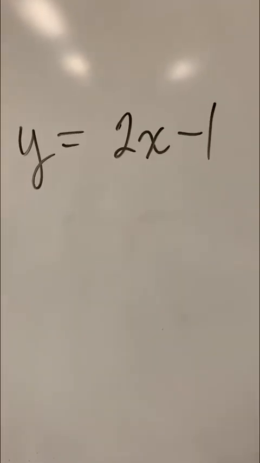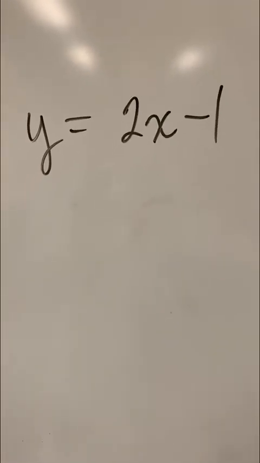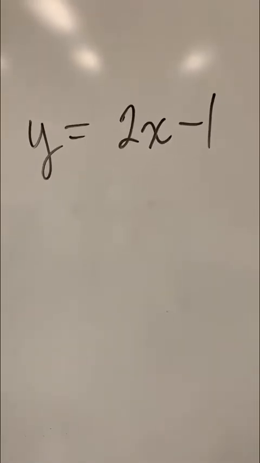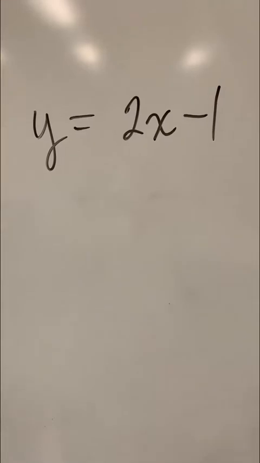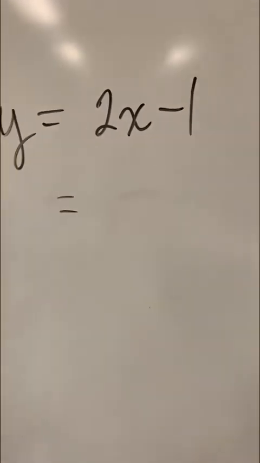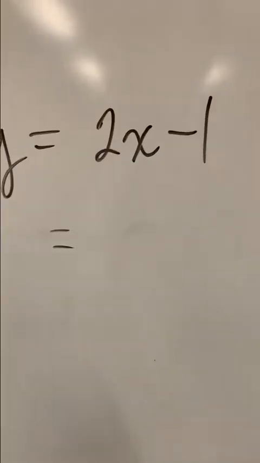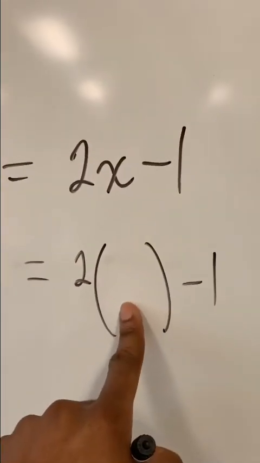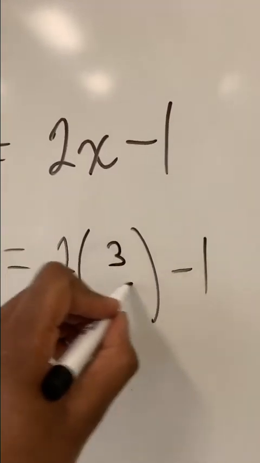Y is equal to 2x minus 1. That's from the original problem. This is also going to be the one that we have to use to figure out what y is equal to. And since we have our other value, x, all we have to do is put our value for x right there. And remember, that value is 3/2.